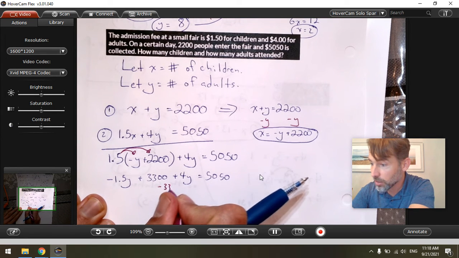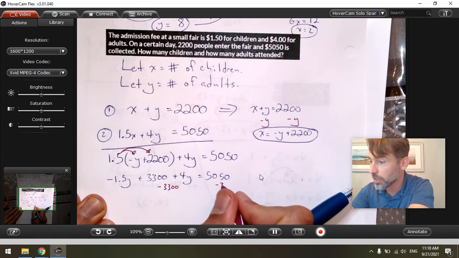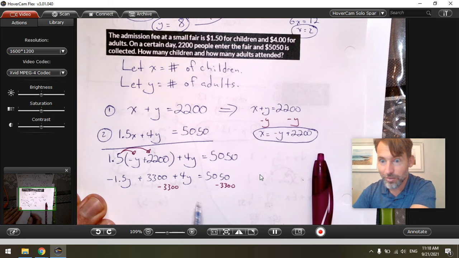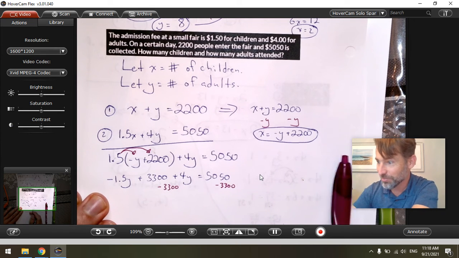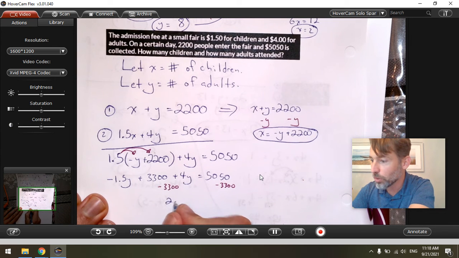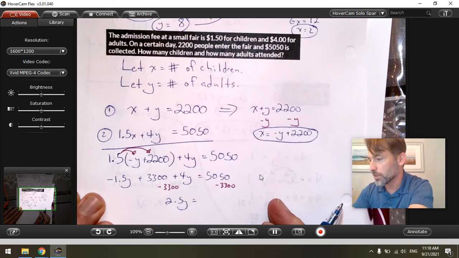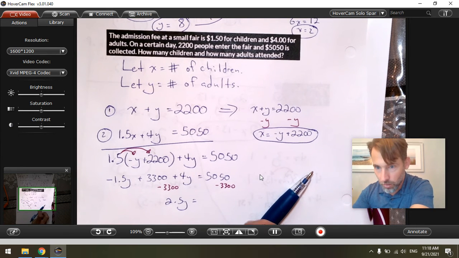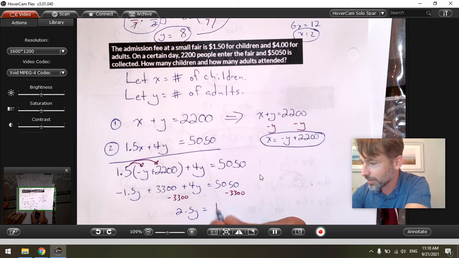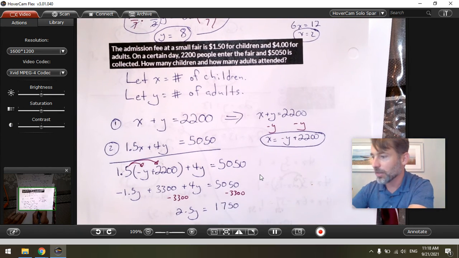But I want to subtract 3,300 from both sides as well. For some reason, I can't do that in my head right now. I need to just do it on the calculator because I'm really distracted. Here, negative 1.5 plus 4 is 2.5. y is equal to 5050 minus 3300. That's 1750. Okay, and I'm quite confident in that. Now, divide both sides by the coefficient, 2.5.